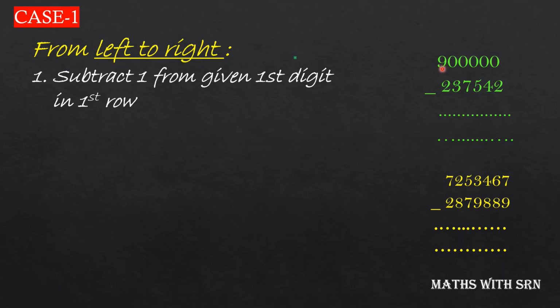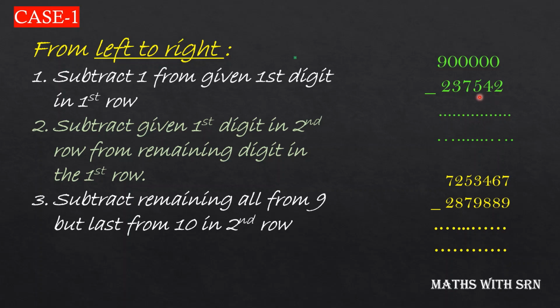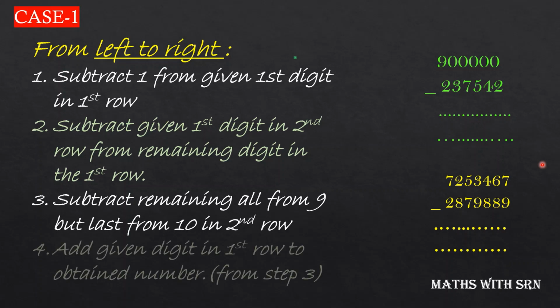The next step: subtract the first digit of the second row from the remaining digit. That means 8 minus 2. The next step is all from 9 but last from 10. Friends, without performing a full subtraction, we can subtract any number from any number in 2 seconds. Then add the given digit in the first row.